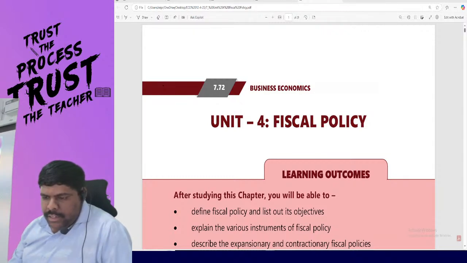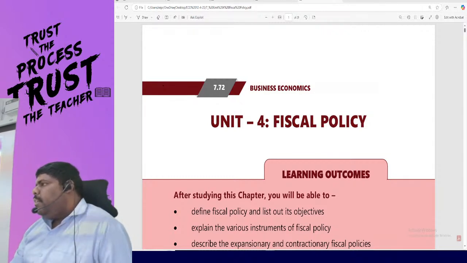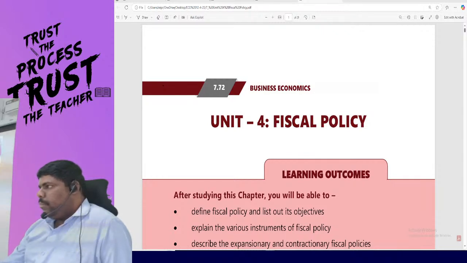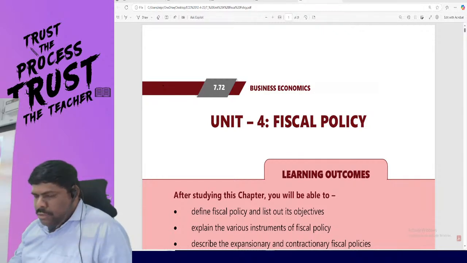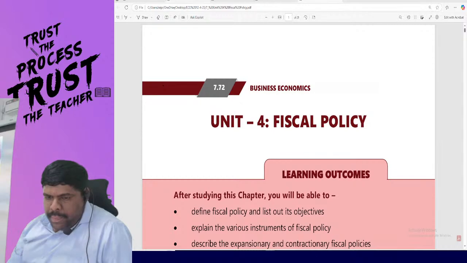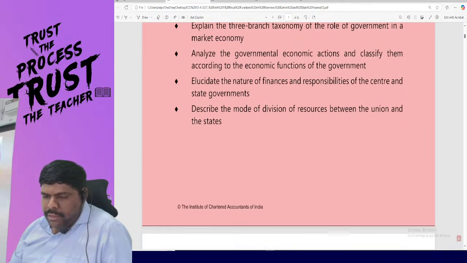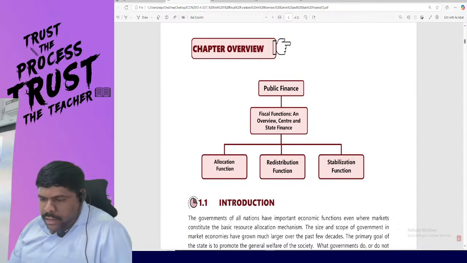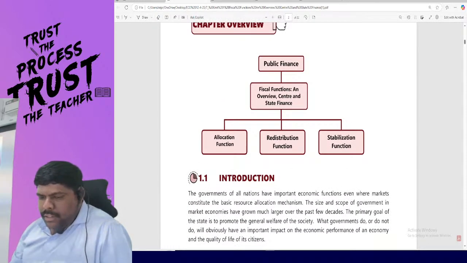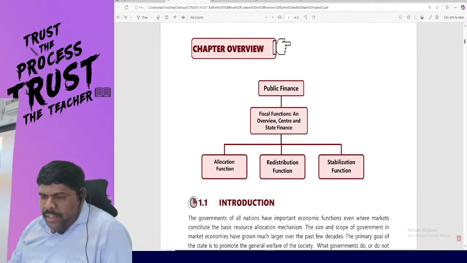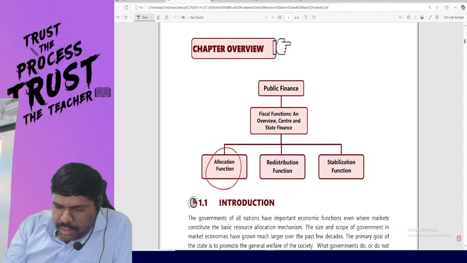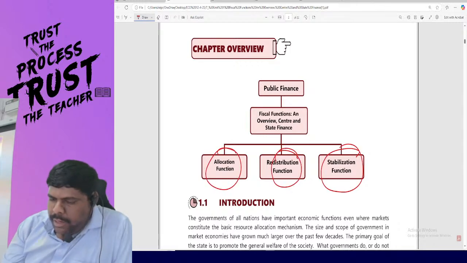See, first, this chapter will mainly have direct questions, not something like demand or chapter 4 where you will be having indirect questions. Majority of the questions are straight questions, so don't think that it will be difficult to answer. But before answering the question, you must be in a position to find out the concept, right? So there are three major functions of fiscal policy: allocation, distribution, and stabilization.